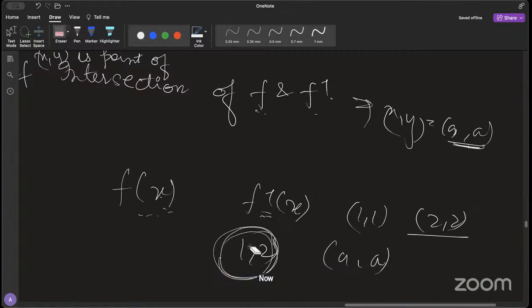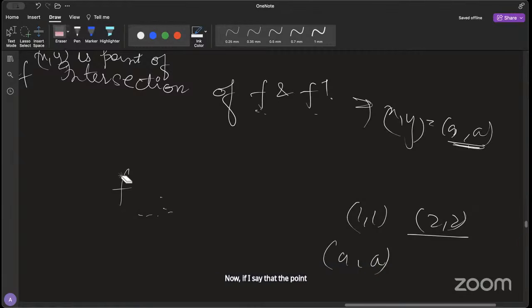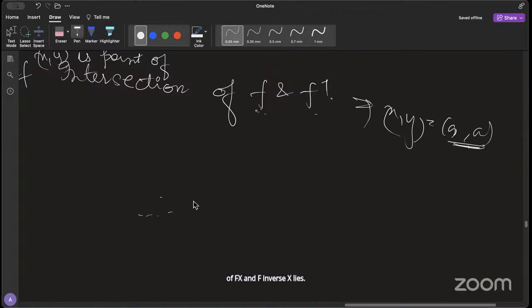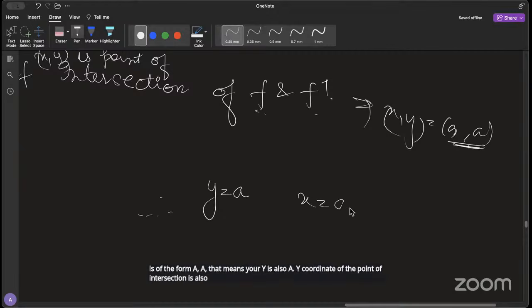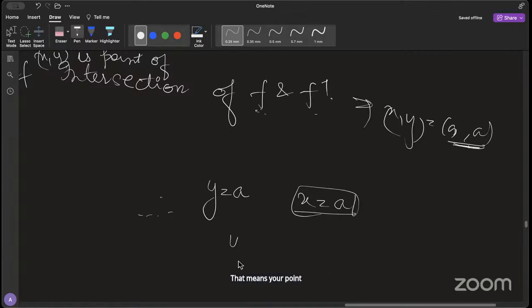Now, if I say that the point of intersection of f(x) and f inverse of x is of the form (a, a), that means your y is also a. The y coordinate of the point of intersection is also a, and the x coordinate of that point of intersection is also a. That means your point of intersection always lies on the line y equals x, right?